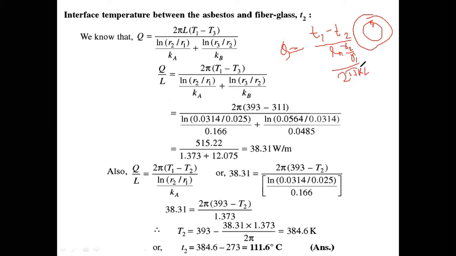Okay. Now basically, if we write it another way, twice pi k L into temperature difference T1 minus T2 divided by ln R2 by R1. Okay. Here if we write Q by L, so Q by L equals twice pi k into T1 minus T2 by ln R2 by R1.